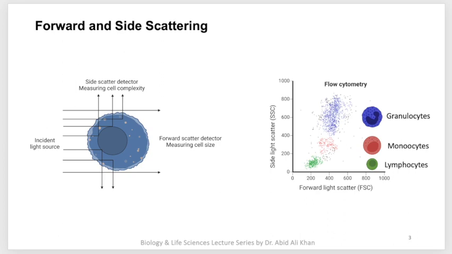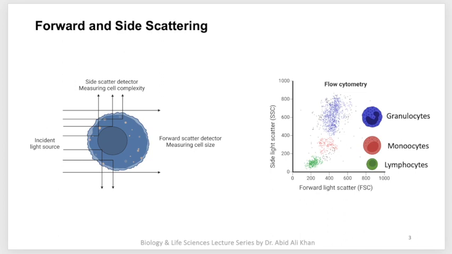Talking about forward and side scatter, you could see in the first image to the left, we have a cell and we have an incident light source. In this case, it's a laser light. Cells are very sensitive to light, so the majority of the light would be absorbed. Some of the light would pass through, but there would also be cases when some of the incident light would be deflected, and this deflection depends upon the internal complexity of the sample or the cells or the particles.